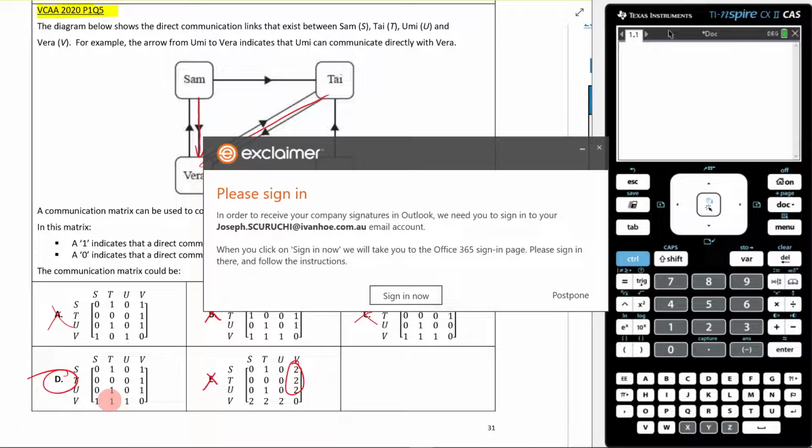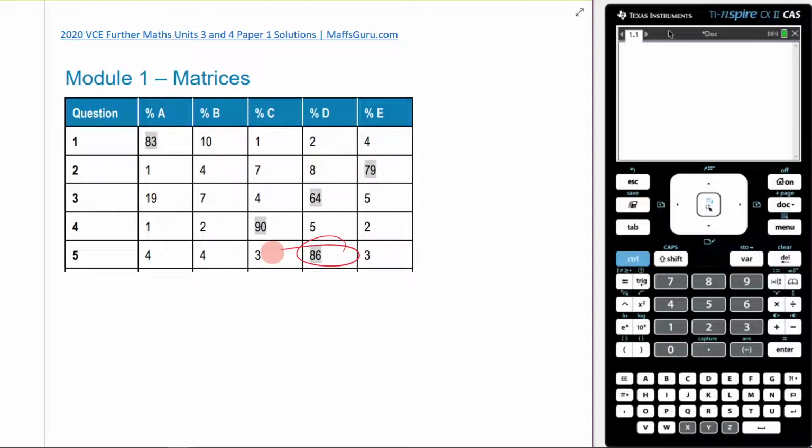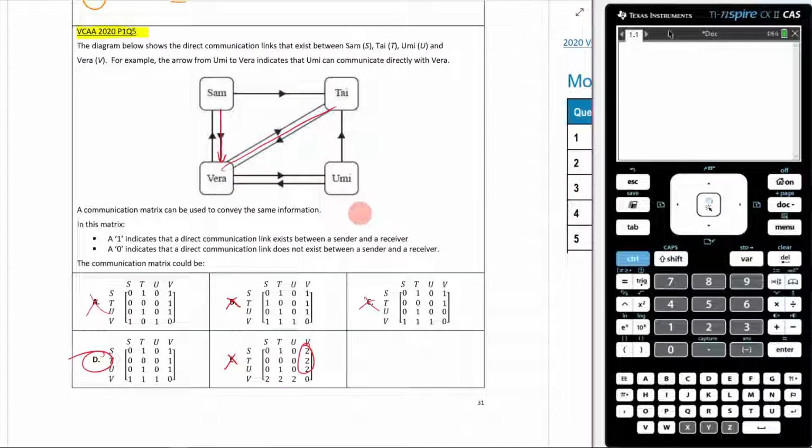So looking for those points of difference is really important. If we come and look here, you can see that 86% of people got this correct. Not necessarily a hard question, but just a little bit annoying. Look for those points of difference. That is what my message is to you.